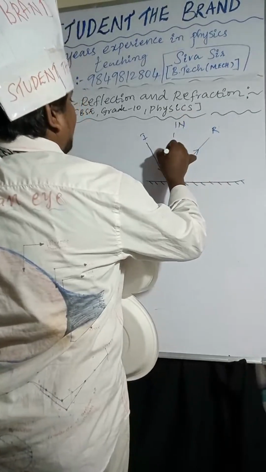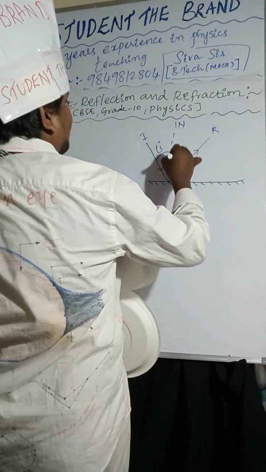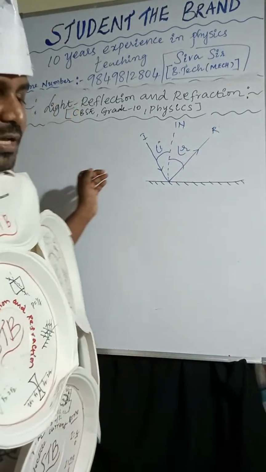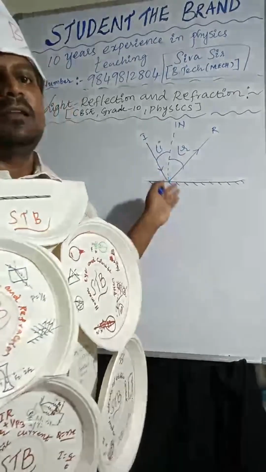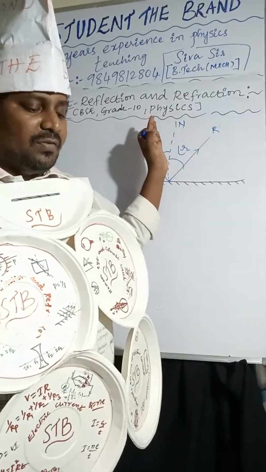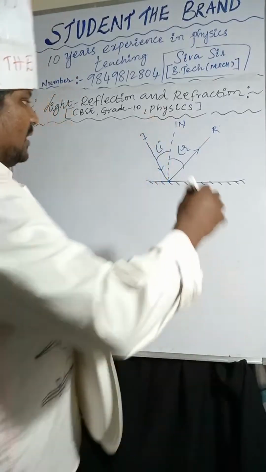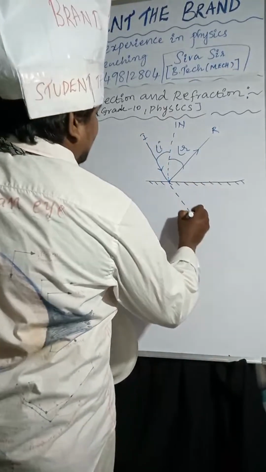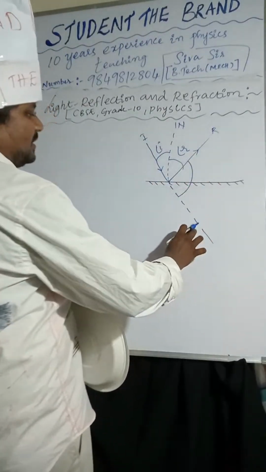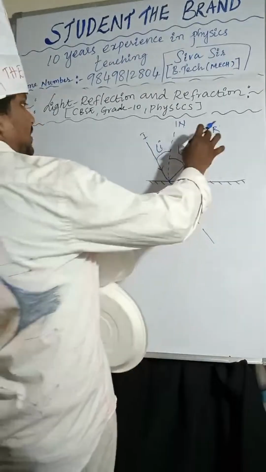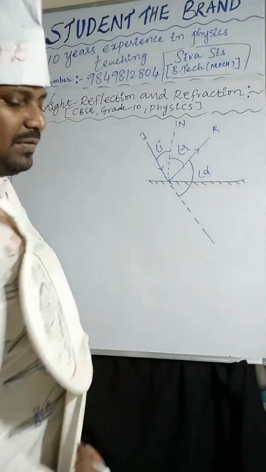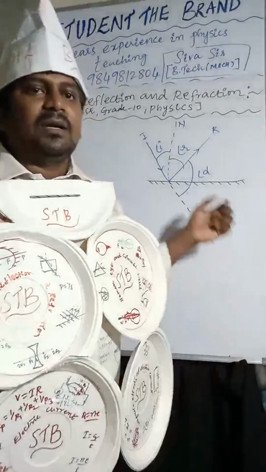The angle between the incident ray and the normal line is called the angle of incidence. The angle between the reflected ray and the normal line is called the angle of reflection. We draw a dotted line like this, the undeviated line. The angle between the reflected ray and the undeviated line is called the angle of deviation.